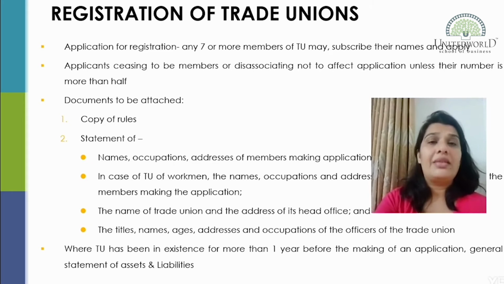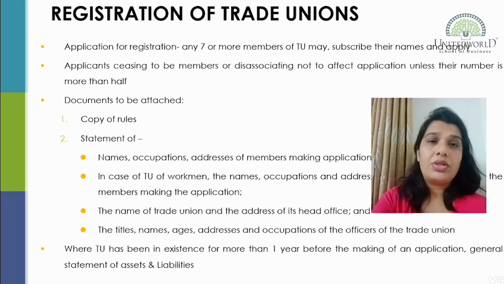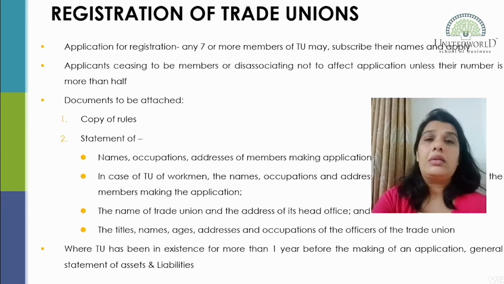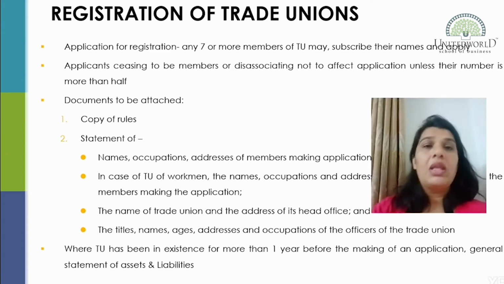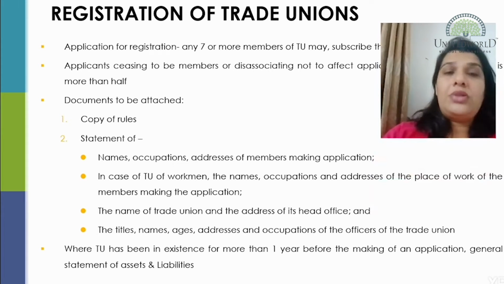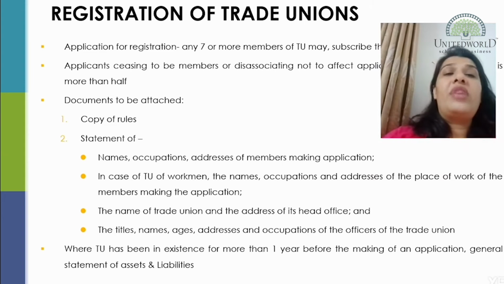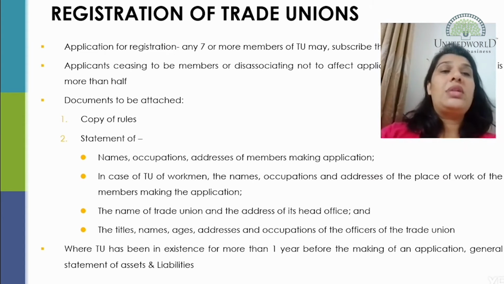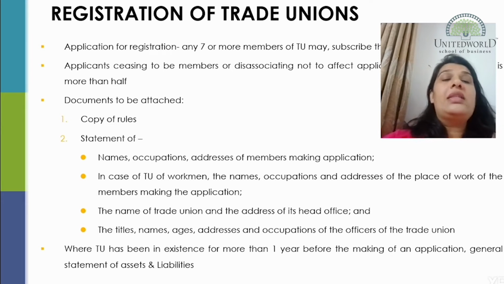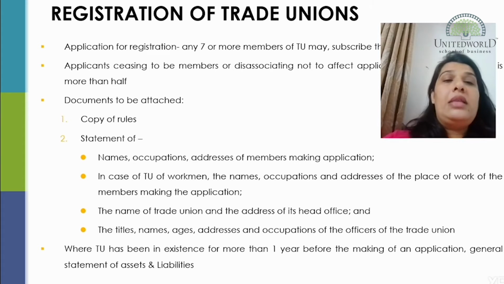Third are the documents to be attached when applying for registration: a copy of the rules and regulations of the trade union made by the union members; a statement of the names, occupations and addresses of the members making the application; in the case of a trade union of workmen, the names, occupations and addresses of the place of work of the members making the application; the name of the trade union and the address of its head office; and the titles, names, ages, addresses and other demographic data of the officers of the trade union.